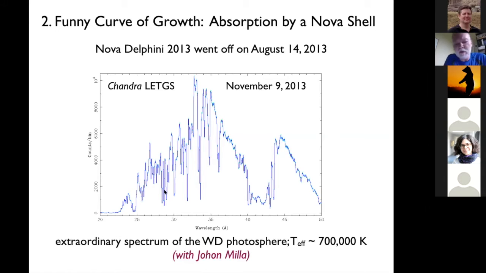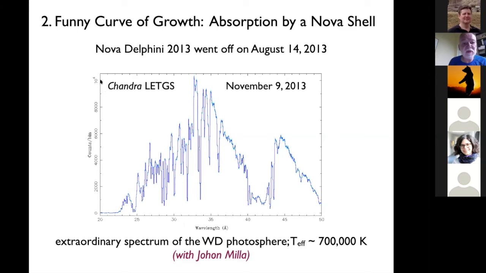This spectrum to first order looks very much like the spectrum you would expect from a hot white dwarf photosphere with an effective temperature of about 700,000 Kelvin, which is what you would expect in the aftermath of a nova. Thermonuclear fusion has heated the surface to of order 1,000,000 degrees, and it's slowly cooling away. And we're just seeing X-ray emission from the stellar photosphere. And probably most of this structure you see over here are absorption lines, stellar photospheric absorption lines in the atmosphere of the white dwarf star. And you can see that this is an extraordinary spectrum.